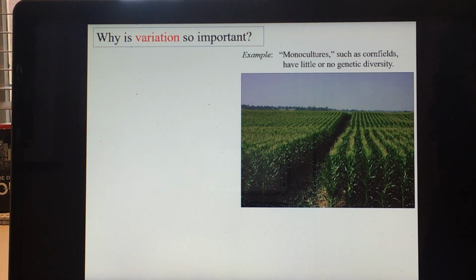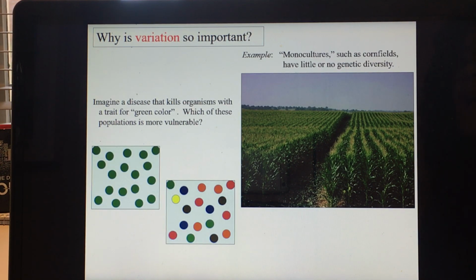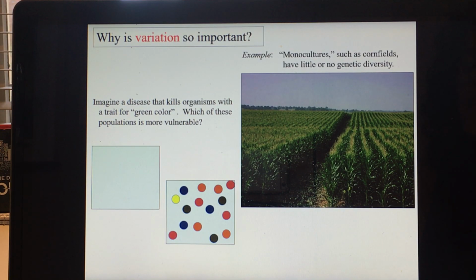Variation has been a very important concept in this unit. And why do we care so much about variation? Imagine a disease that kills organisms with a trait for green color. Which of these populations would be more vulnerable, the one on the left or the one on the right? The answer is the one on the left.